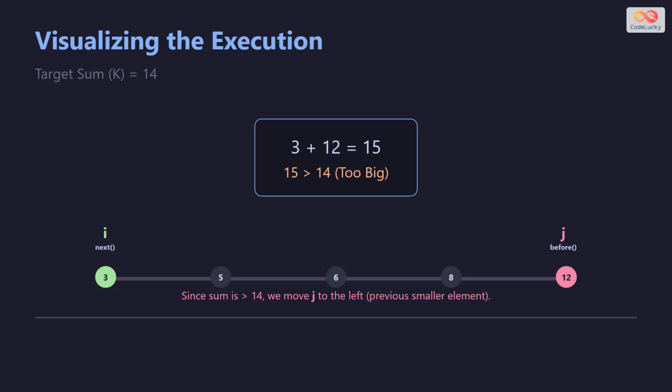Let's visualize this. Suppose our target is 14. Our left pointer is at 3 and right pointer is at 12. The sum is 15. Since 15 is greater than 14, we need to reduce the sum. We keep the left pointer where it is, but we move the right pointer to the next smaller value, effectively moving inwards from the right side.